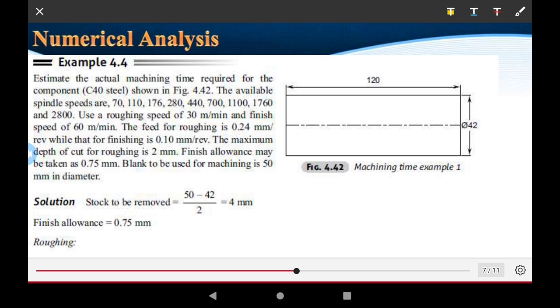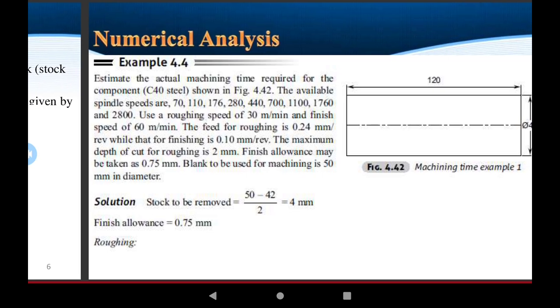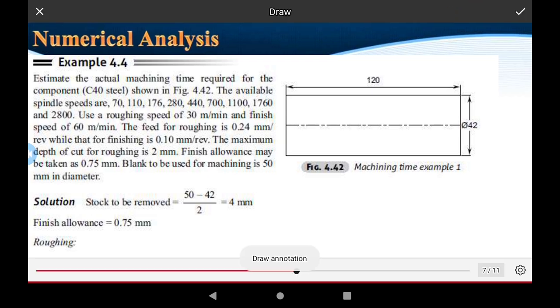And the feed for finishing is 0.10 mm per revolution. The maximum depth of cut for roughing is 2 mm, and the finishing allowance may be taken as 0.75 mm. The blank to be used for machining is 50 mm in diameter, and the stock removed in the operation is from 50 to 42.